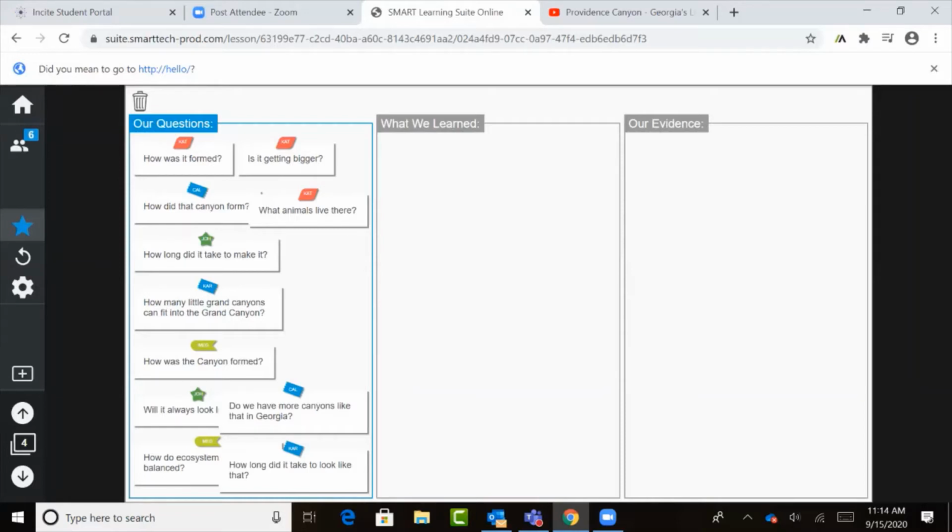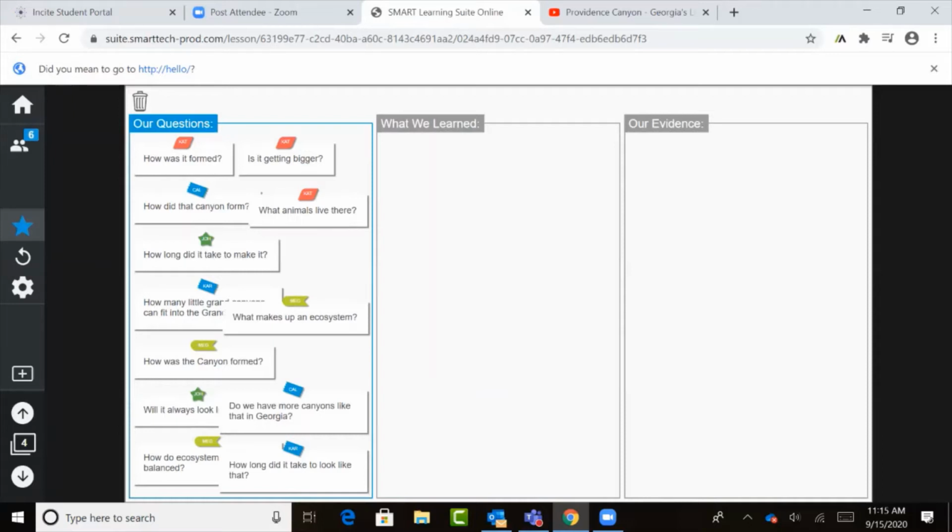All right, some of the questions that we have are, how did the canyon form? Excellent. How was it formed? How many little Grand Canyons can fit into Providence Canyon? What makes up an ecosystem? Do we have more canyons like that in Georgia? Awesome questions. Will it always look like that? Yes. How do ecosystems in the canyon stay balanced? Very good question. How long did it take to make?